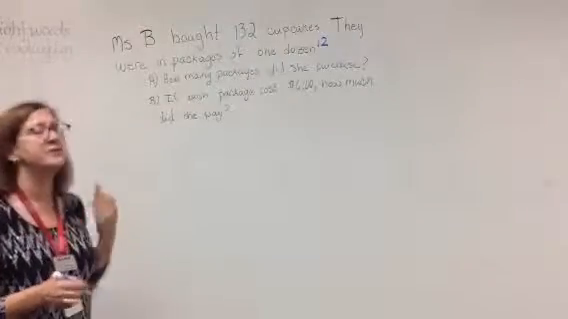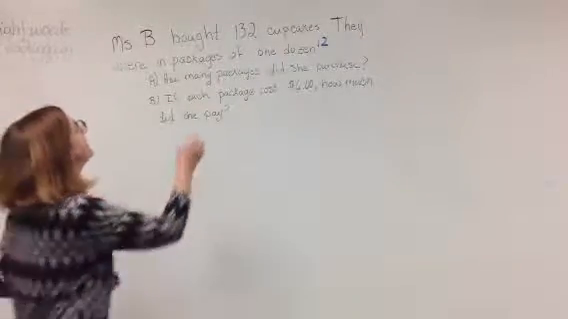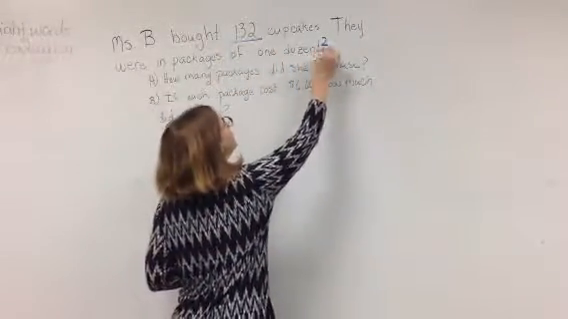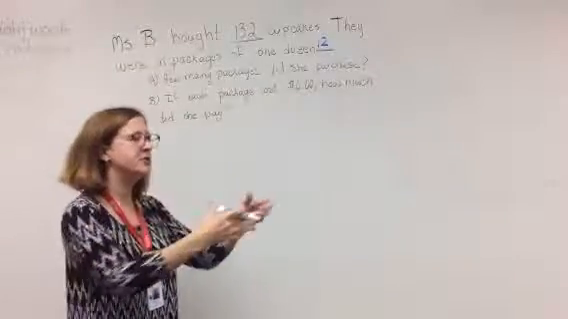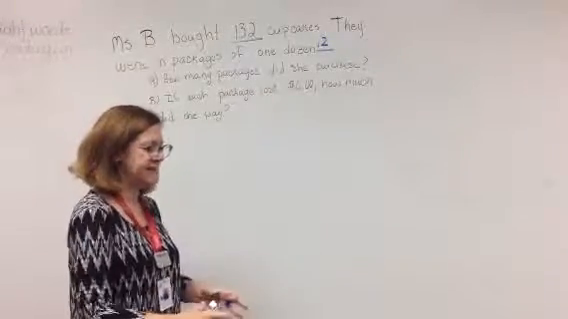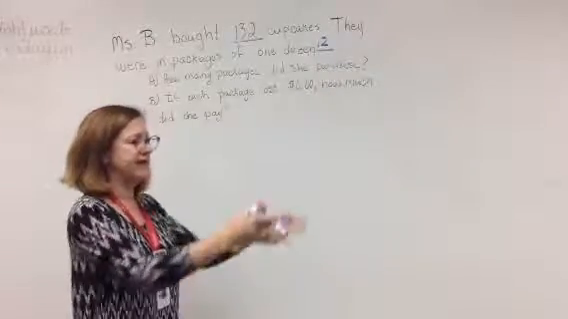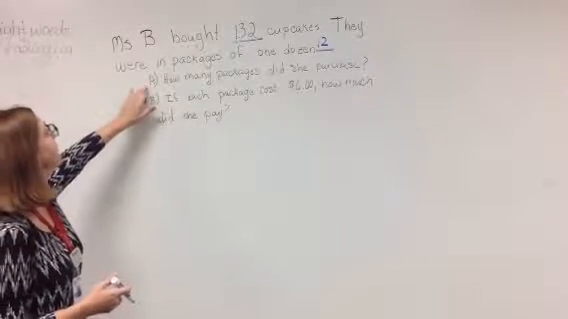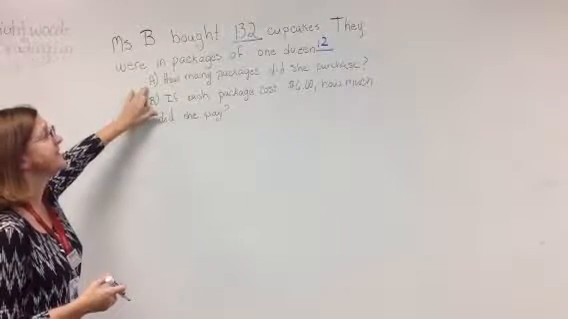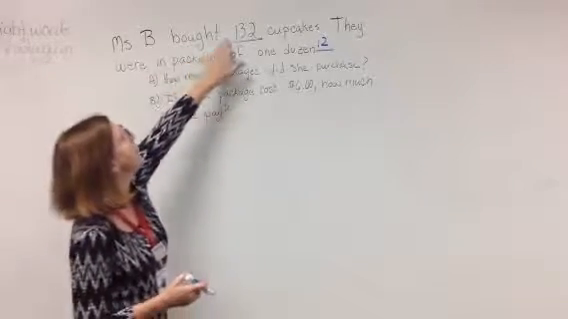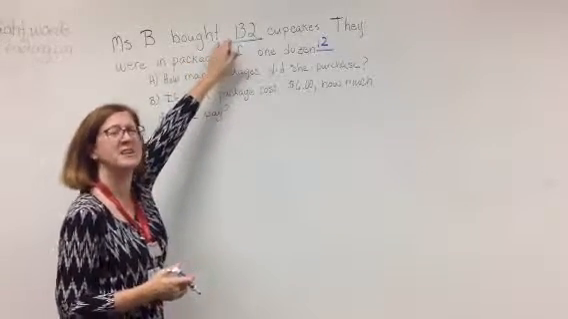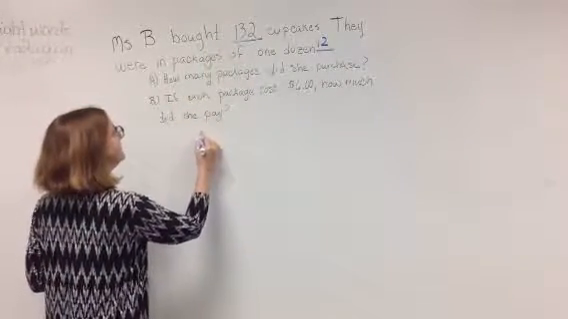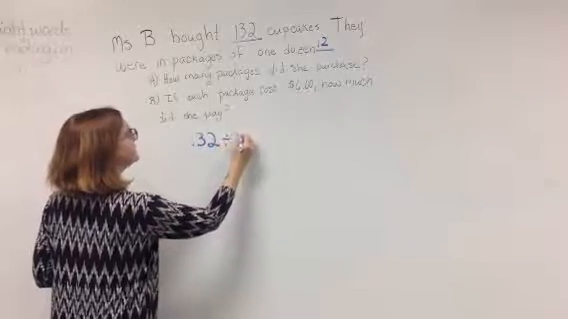So the first thing we need to do is think about what the problem is asking us. We know she bought 132 cupcakes and that there were 12 in a package. So in my head, I'm picturing boxes or cases of a dozen cupcakes in a stack until she got 132 of them. If I'm trying to figure out how many packages she purchases, I know that this is going to be a smaller number than 132, so I'm going to divide, not multiply. So I'm going to do my problem as 132 divided by 12.